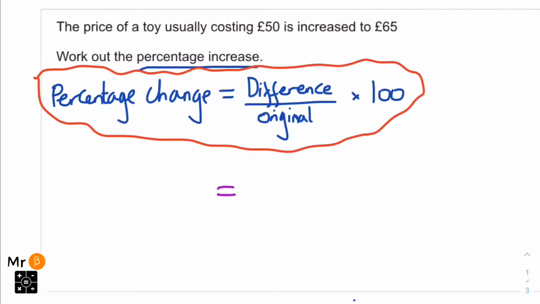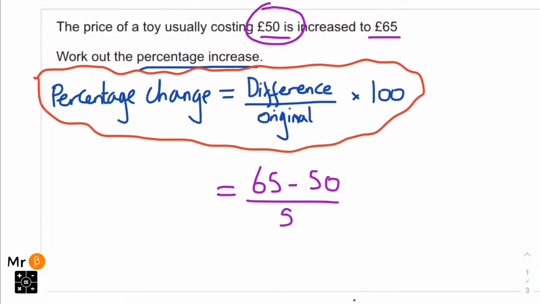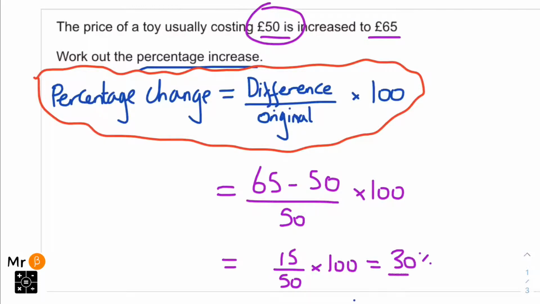So now if we use that, the difference between these two prices would be 65 take away 50 divided by the original, which is the first price which is mentioned, which is £50, times 100. We will be doing in our calculator 15 divided by 50 times by 100, and that is equal to 30%. Because it's asked for the percentage increase, we can just leave it as 30%. If it asks for the percentage change, you would have to write 30% increase.